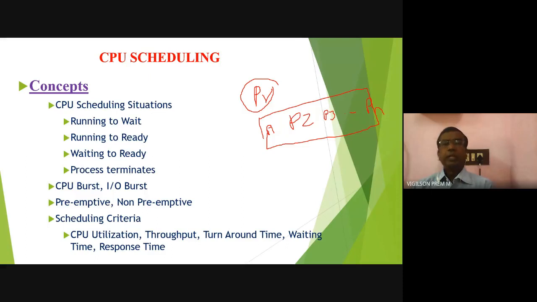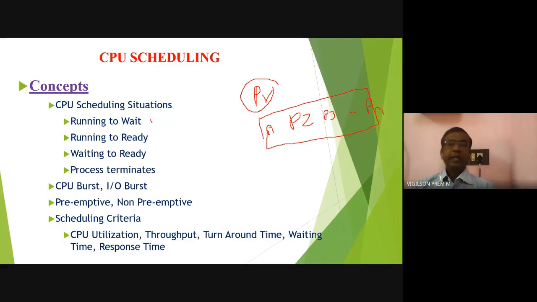Now, how to schedule these processes so that all will get to the CPU? How to schedule them? When P1 will get the processor, when P2 will get the processor. So scheduling the processes to get to the processor is CPU scheduling. At what situations is CPU scheduling required?